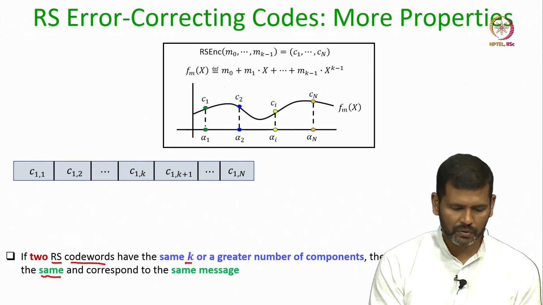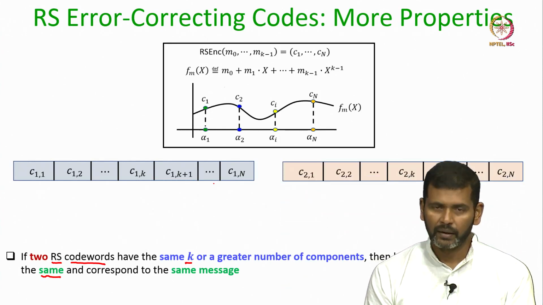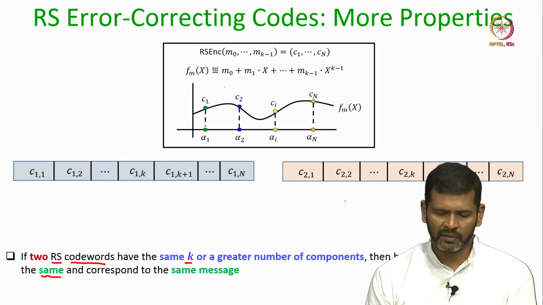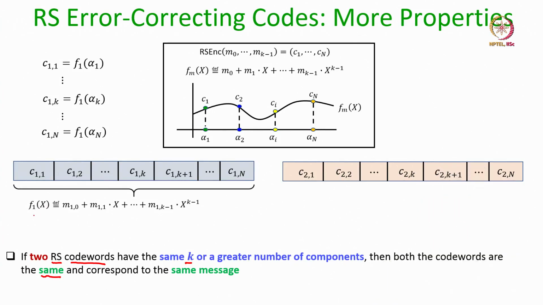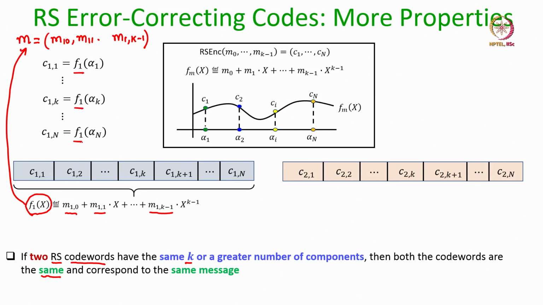Imagine you are given this code word whose components are C11, C12, C1k, C1n, and you are given another Reed-Solomon code word whose components are C21, C22, C2k, C2n. Now, imagine that the first code word corresponds to a message where the underlying message encoding polynomial is a k minus 1 degree polynomial with coefficients m sub 1 0, m sub 1 1, up to m sub 1 k minus 1. If that is the case, then the message encoding polynomial would be f sub 1 x, and the components of the code word would be the evaluation of this polynomial f sub 1 at x equal to alpha 1, alpha 2, up to alpha n.